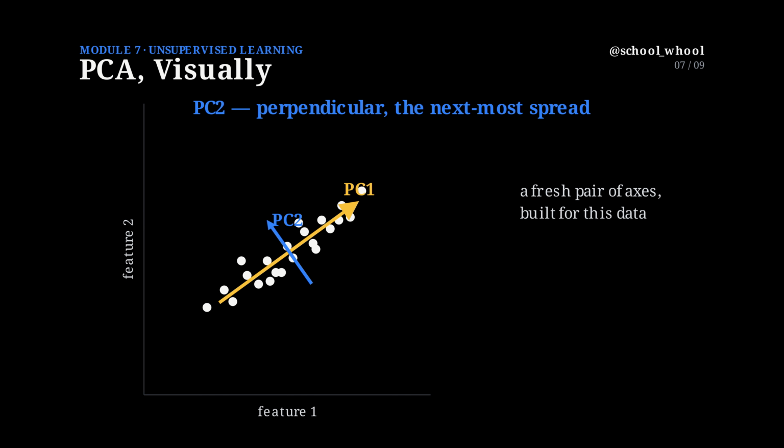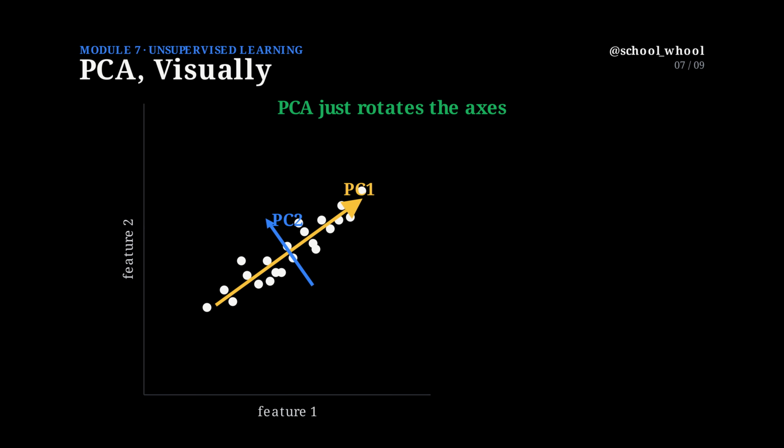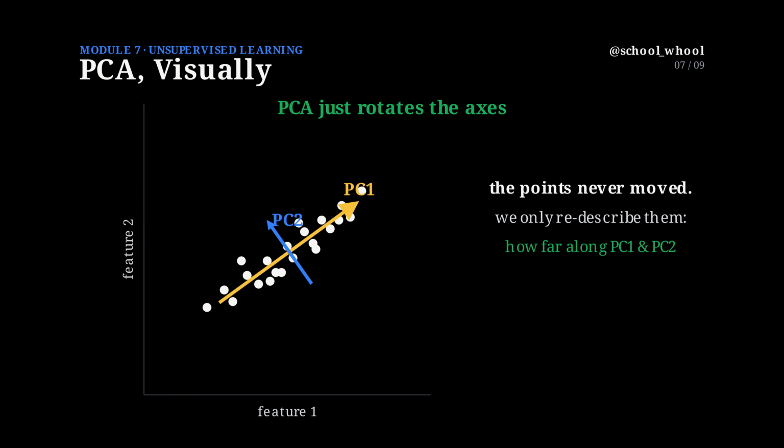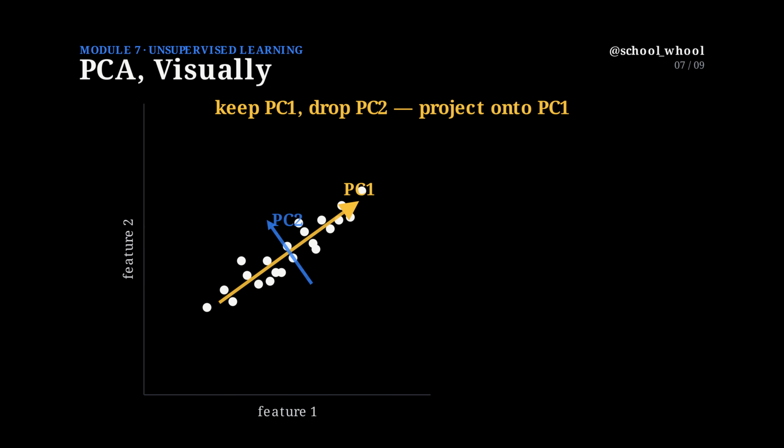And that's the heart of PCA. It simply rotates the axes to line up with the data's own directions. The points haven't moved at all. We've only redescribed them, no longer by the original two features, but by how far they lie along PC1 and PC2. Now we reduce. Since PC1 holds most of the spread, let's keep only PC1 and drop PC2.